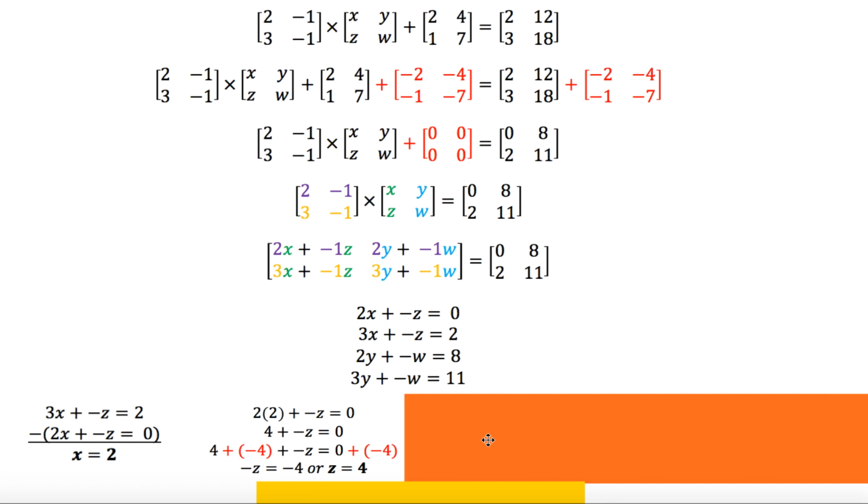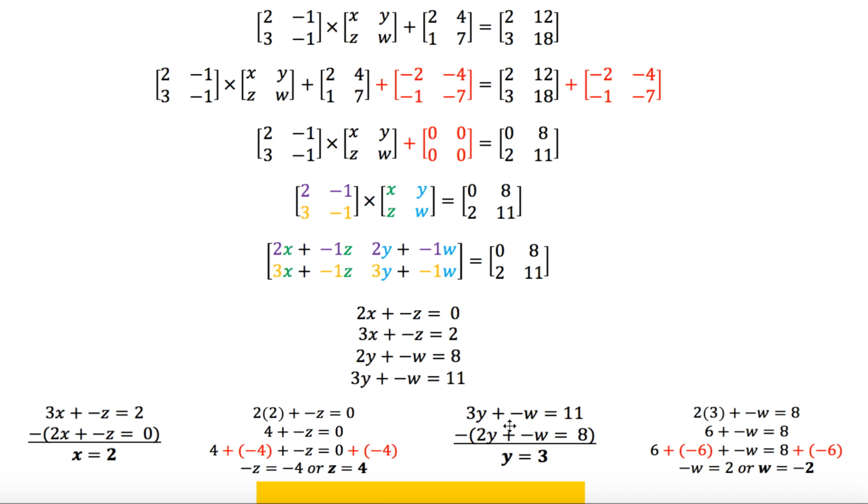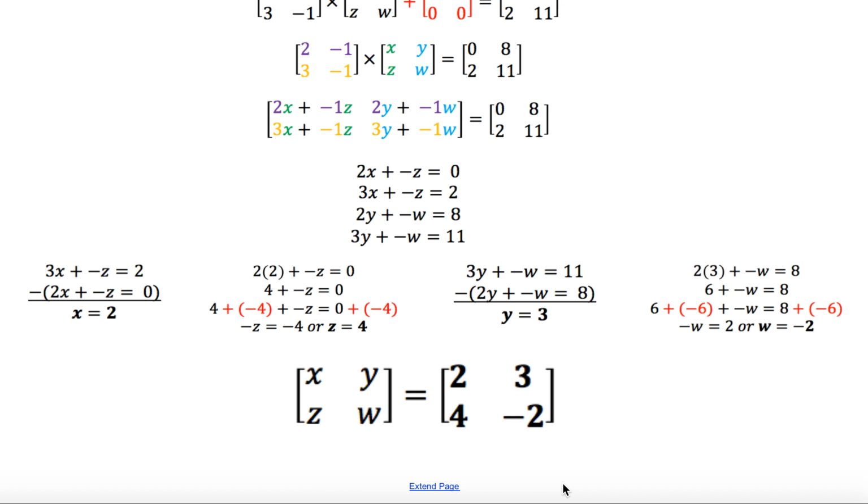And we're going to do the same thing on the bottom. And so I'm going to subtract these two, find my y, take that y, plug it in, and solve for my w. So doing this, we were able to find all four values, which gives us our answer. I know that x is 2, y is 3, z is 4, and w is -2. So here we were able to find our matrix and know that this is corresponding to the x.